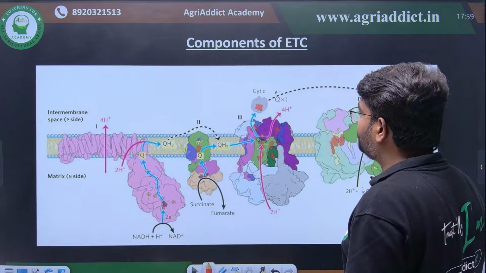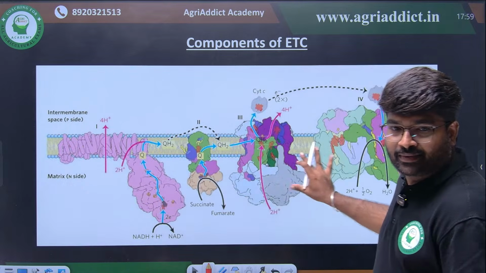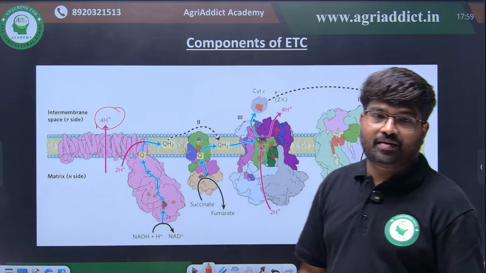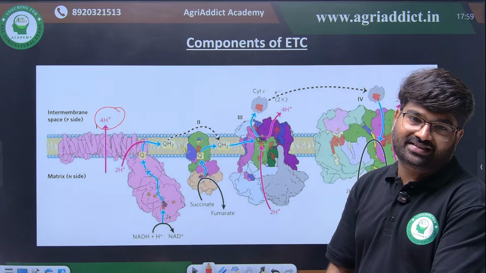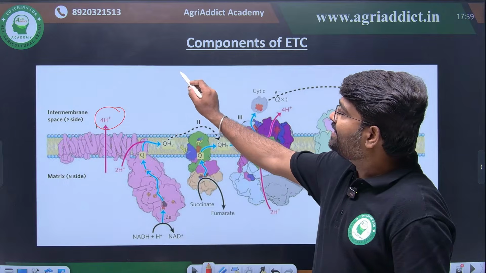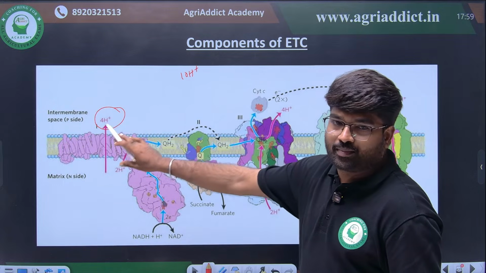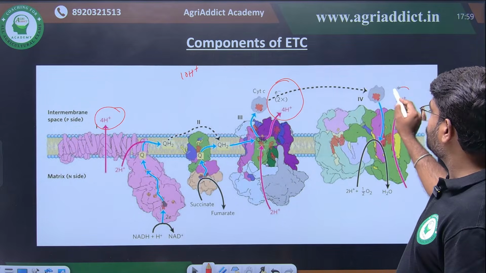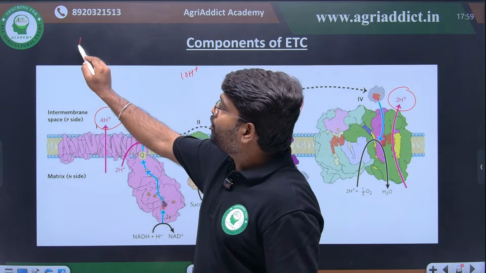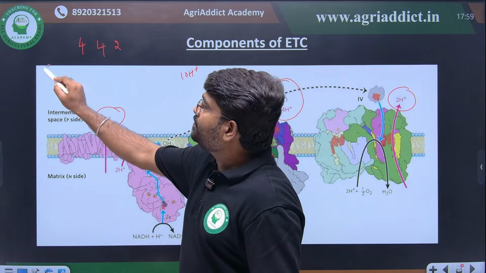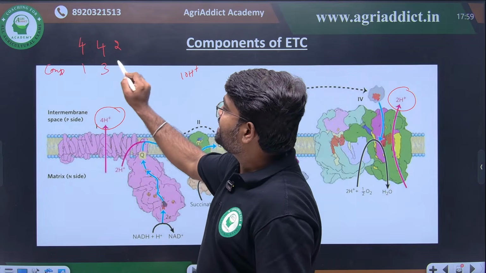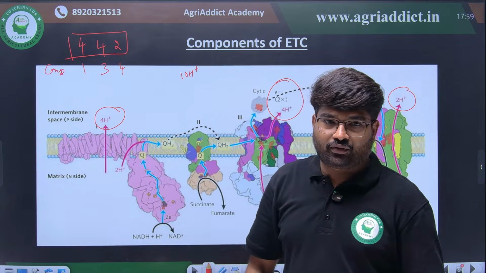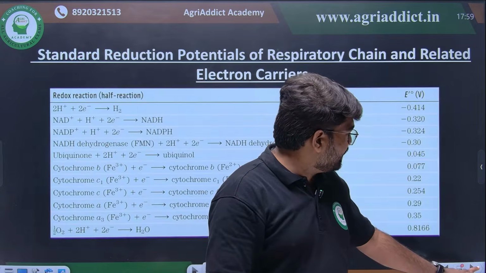Okay. Then this is the complex arrangement. Here the question they will ask is how many H plus will be pumped by complex 1, complex 3 and complex 4. A total of 10 H plus will be pumped: 4 from complex 1, 4 from complex 3 and 2 from complex 4. That means 4, 4 and 2 from complex 1, 3 and 4. This is a very important point. They asked this in JRF 2024.